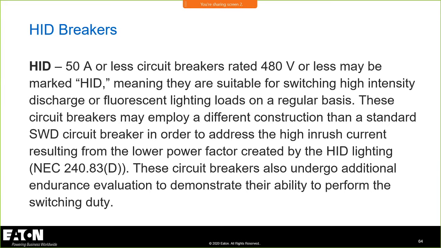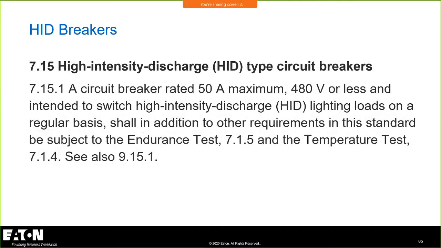basically, if you think about what's happening with HID lighting, they're typically using the circuit breaker to switch them off and on. You don't have a separate little light switch that you're using. So you have to address some of the higher inrush currents from those lightings and the fact that these are going to be switched more often and more frequently. So they have to undergo additional endurance evaluations to demonstrate their ability to perform the switching duty.